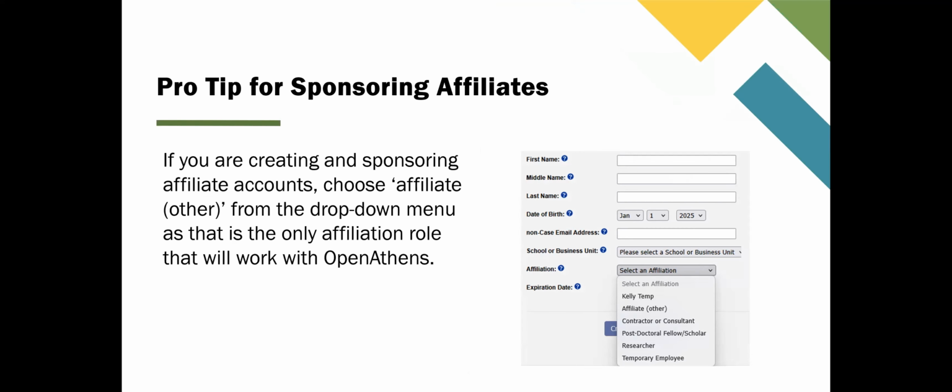And if you sponsor affiliates, then you're probably familiar with this affiliation form. I'm just throwing it in here as a tip. In this affiliation form, they give you 1, 2, 3, 4, 5, 6 affiliations to choose from in the dropdown, and only affiliate grants actual access. So in the future, save yourself a headache and choose affiliate as the status.